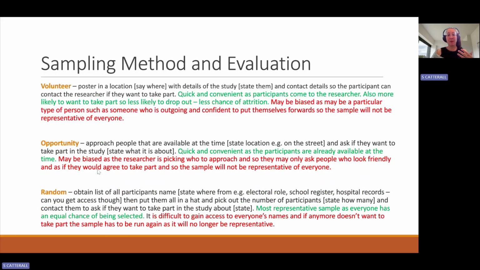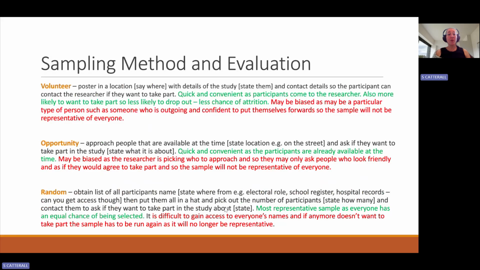For a random sample, it's a bit more tricky. We've got to have a list of participant names, so you need to say where you are getting this list from. It can be the electoral roll, but obviously if you're below 16, you're not going to be on the electoral roll, so you've got to be careful. School registers, hospital records. Obviously, in reality, you're not going to get access to those, but for the purpose of the exam, you can still put them, it's fine.